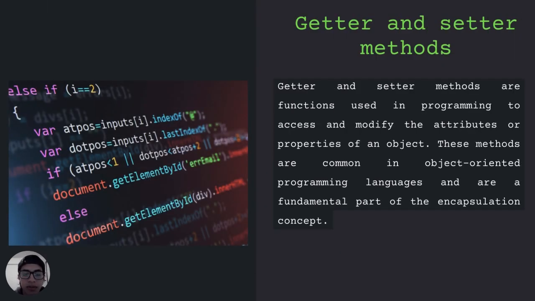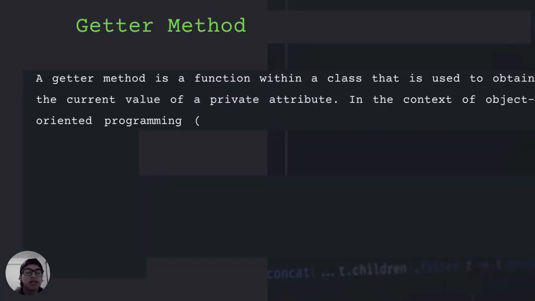Getter and Setter methods. Getter and Setter methods are functions used in programming to access and modify the attributes or properties of an object. These methods are common in object-oriented programming languages and are a fundamental part of the encapsulation concept.